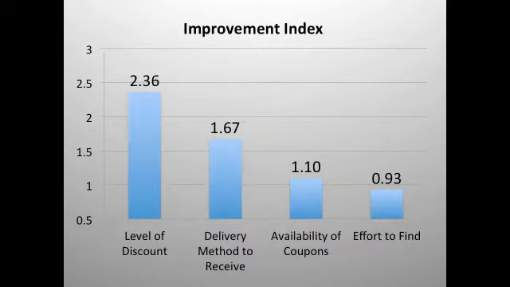Now we're going to go on to improvement index, and as you can see, level of discount is our biggest improvement opportunity with the highest improvement index score of 2.36. And effort to find is the lowest, so we're doing great at effort to find, but we can definitely use some improvement on level of discount.